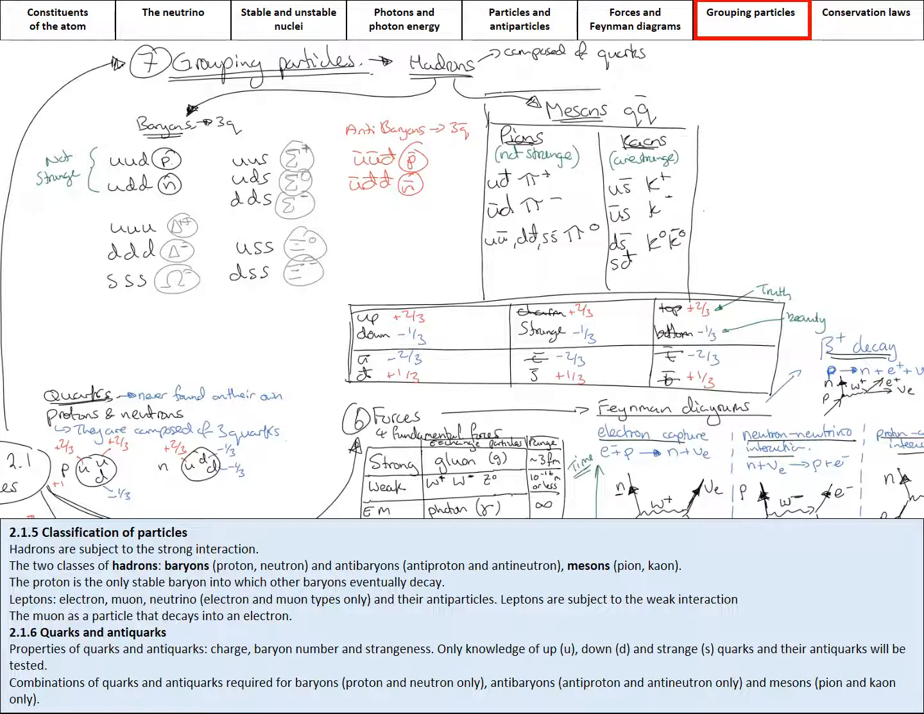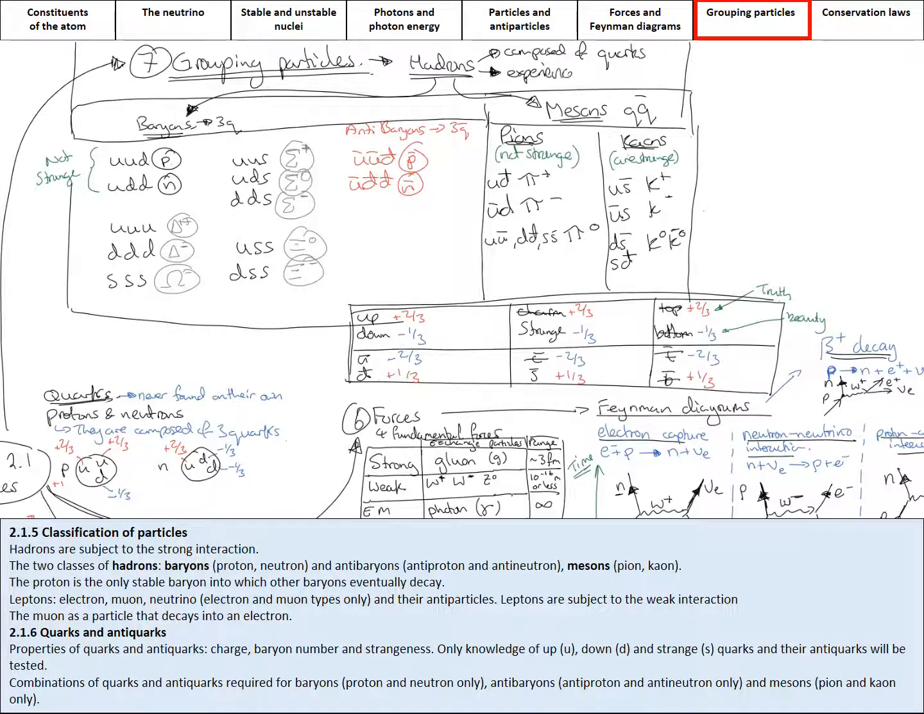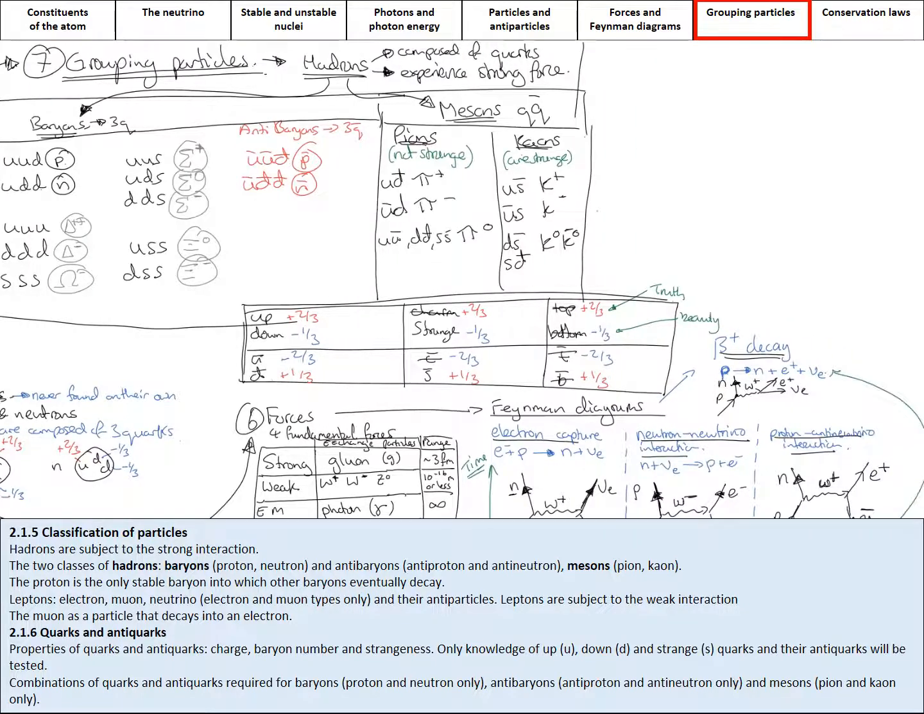So we've got mesons and baryons and antibaryons. Those are all hadrons. Now, protons and neutrons experience the strong force. And in fact, all things composed of quarks experience the strong force. But there's other types of particles as well.